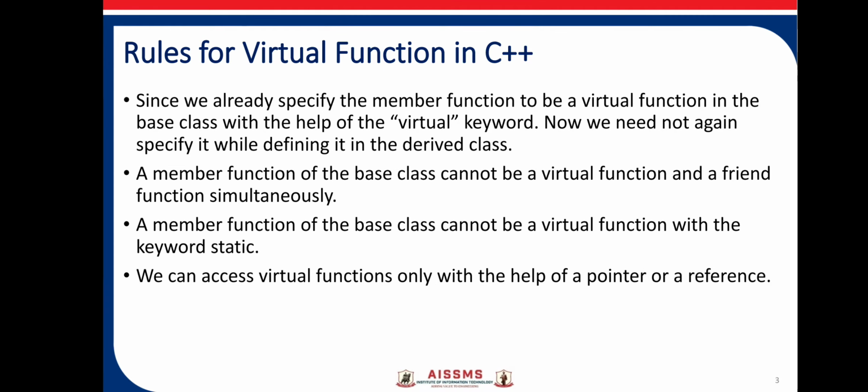Rules for the virtual function in C++. Since we already specify the member function to be a virtual function in the base class with the help of the virtual keyword, we need not again specify it while defining it in the derived class. A member function of the base class cannot be a virtual function and a friend function simultaneously. A member function of the base class cannot be a virtual function with the keyword static. We can access virtual functions only with the help of a pointer or a reference.